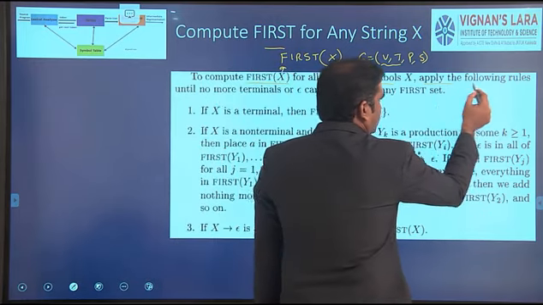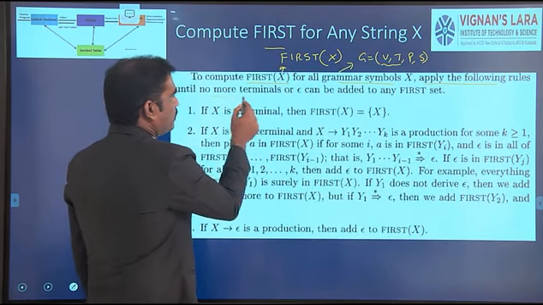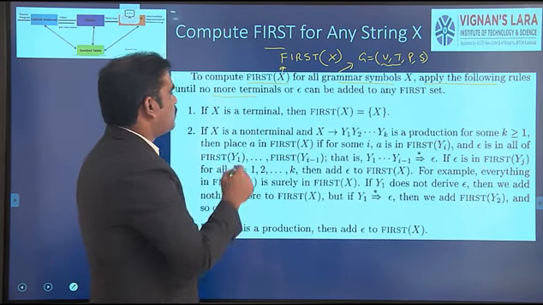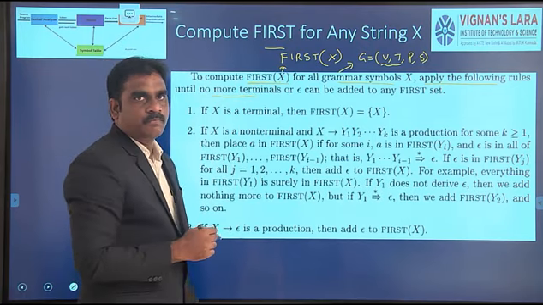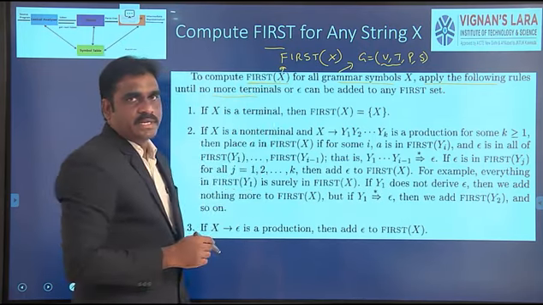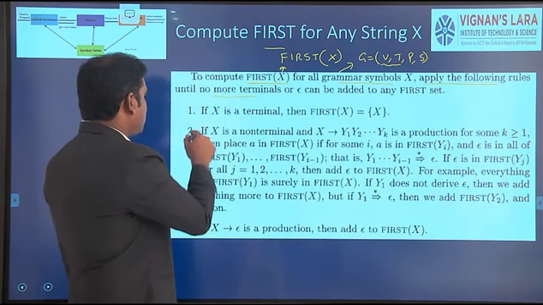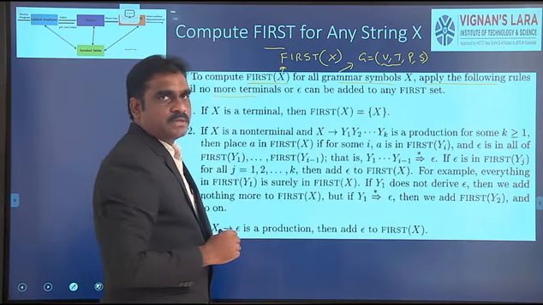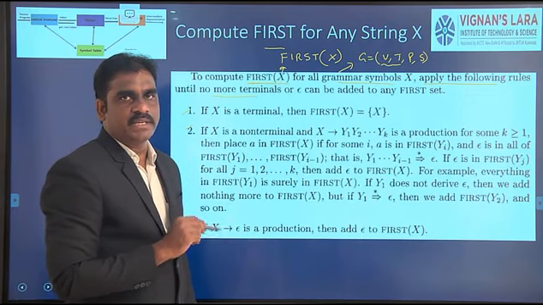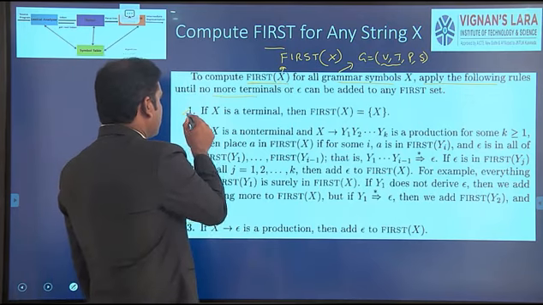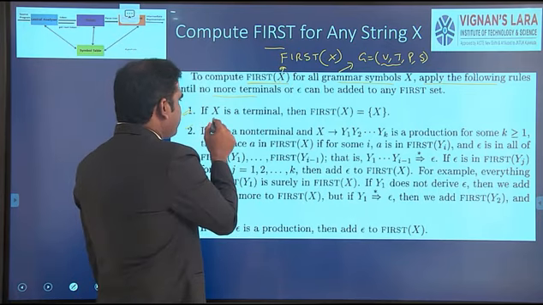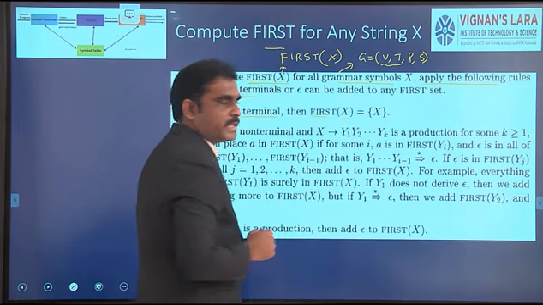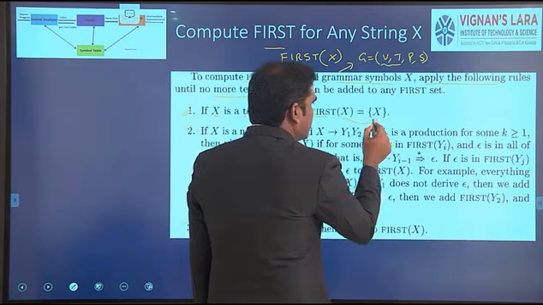Apply the following rules until no more terminals or epsilon can be added to any first set. How to calculate the first function? Here x may be a terminal or non-terminal. So these are the rules. For example, take x as a terminal symbol. That is the first rule. What is the first rule? If x is a terminal, then first of x is x, the same symbol.